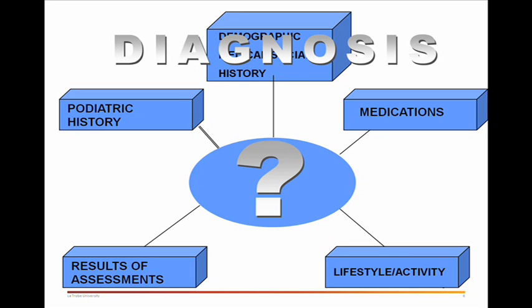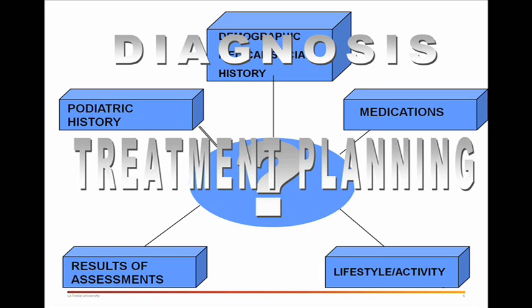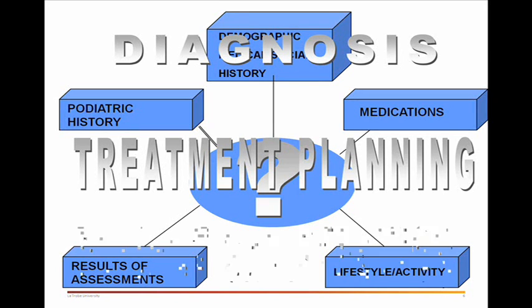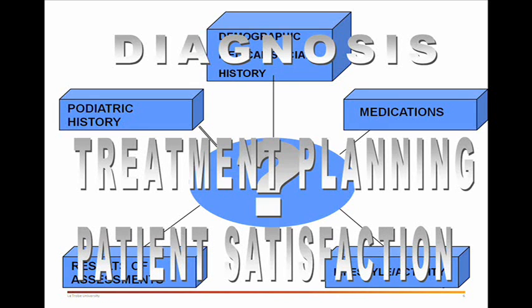Typically, all of these come together to form a diagnosis. Followed, in order to reach your stated outcomes, you need what we call treatment planning. And ultimately, patient satisfaction. For all of these to align, though, patient satisfaction has to align with the reality of what you can and cannot do, the reality of the condition or the problem being treated, and the expectations of the patient.